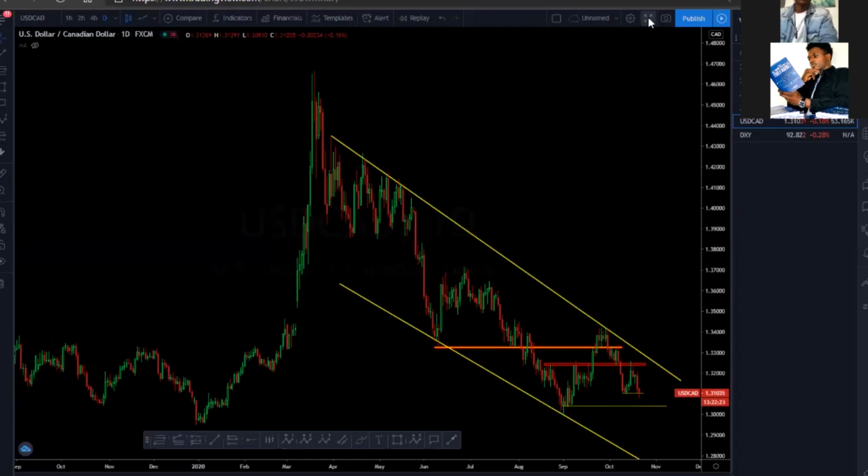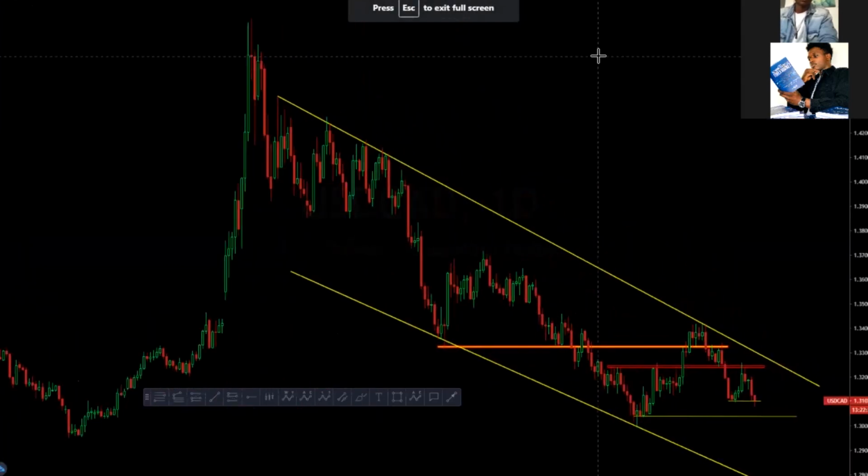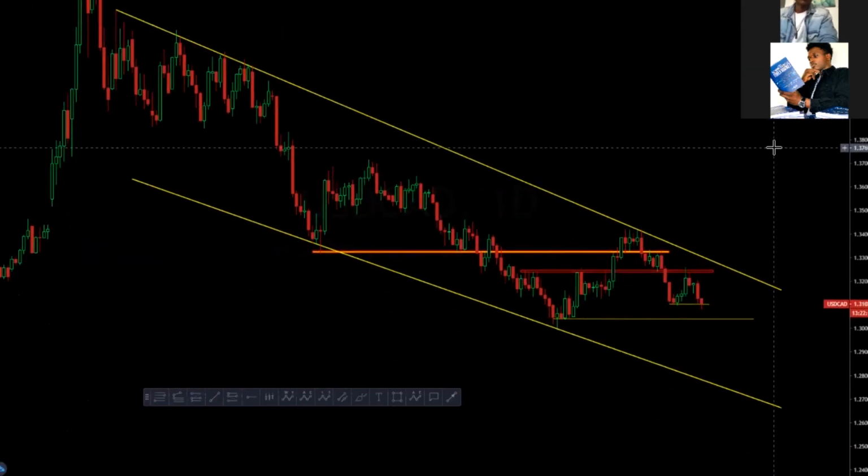I still have my trade running on USD CAD. So I took this trade last week on Friday during the Zoom, just after I finished sharing my analysis on the Zoom session. I remember Ken saying that he had me take the trade, and that's the trade that I've been taking. So what's my analogy behind it?